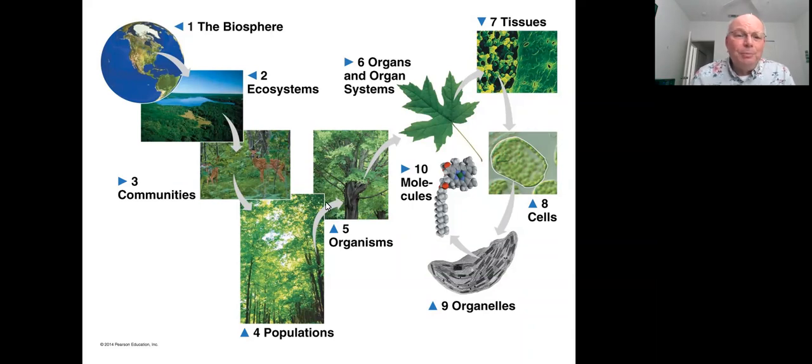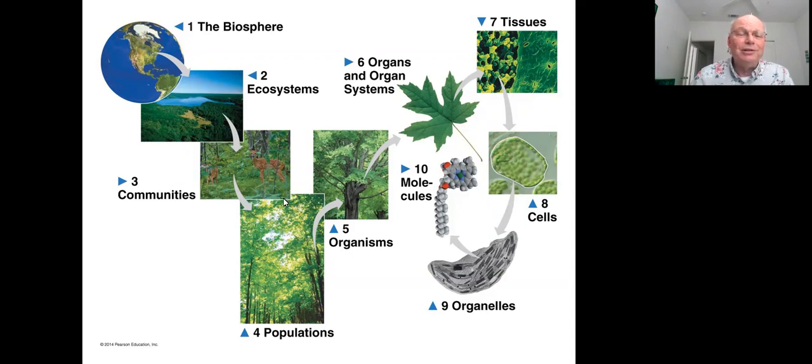Then if you've got a group of the same type of organism, in this case, we're looking at trees, the same type of tree. So say we're looking at all the aspens that are growing in a particular location, we say that we're now looking at the population of aspens. So the group of organisms of the same type living in the same location at the same time represent the population.